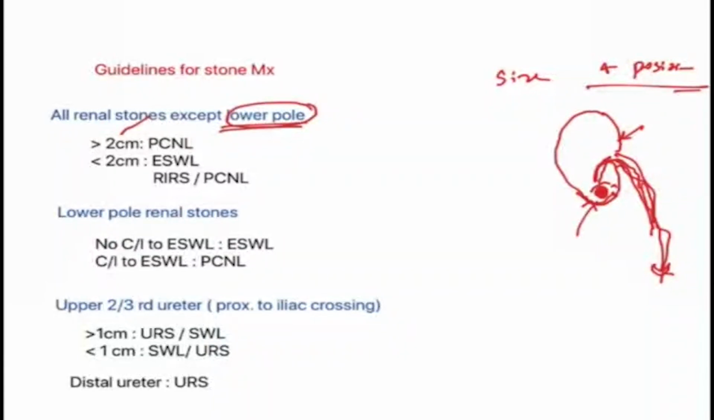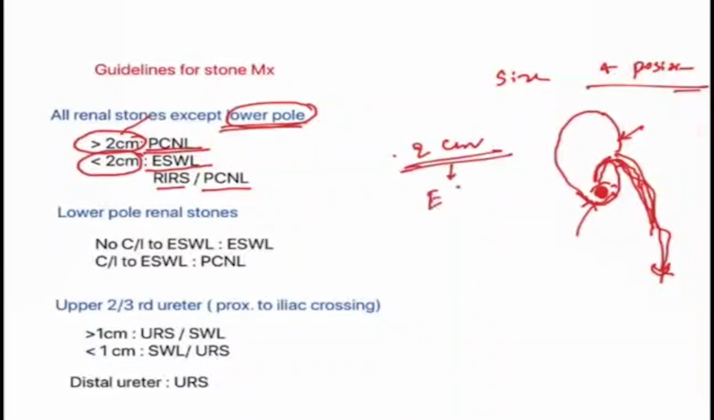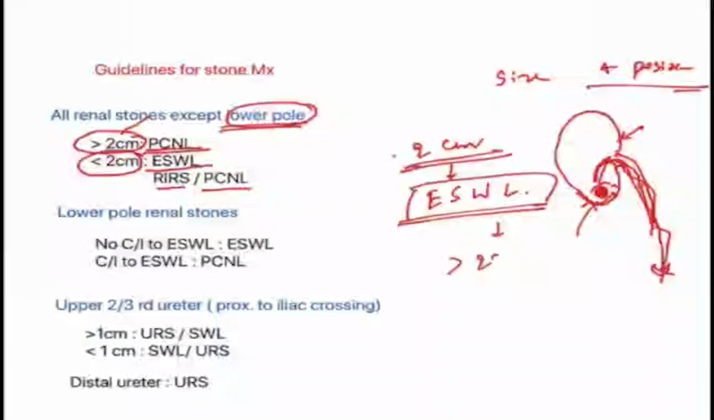So, except lower pole stones, if the stone is more than 2 cm in size, these are mostly done by PCNL, and if it is less than 2 cm in size, these are done by extracorporeal shock wave lithotripsy, RIRS and PCNL. So remember that 2 cm is the upper limit of shock wave lithotripsy. If the stones are more than 2 cm, then we have to do either percutaneous nephrolithotomy or open or laparoscopic surgery.